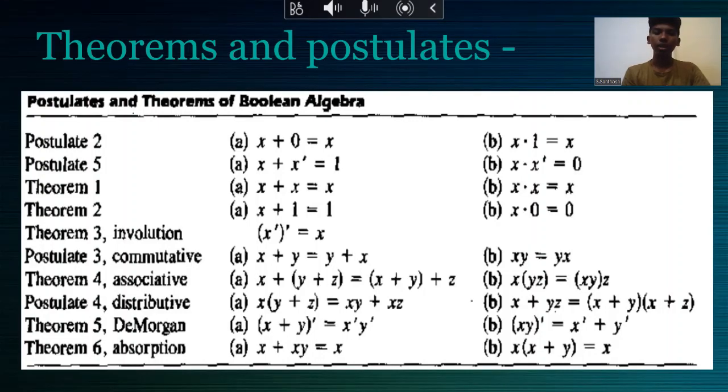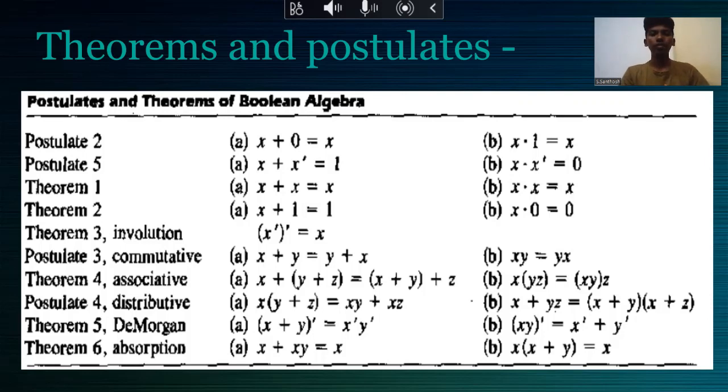It's just like a normal addition or multiplication, where x plus 0, or anything plus 0, is equal to x itself, and anything into 1 is also equal to itself. That is something like 1 into 1 or 2 into 1, which is equal to itself. The next postulate is the fifth postulate, where x plus x dash is equal to 1. Like we saw before, where you had something like a plus a dash, or a inverse, which is equal to 1, and x dot x dash is equal to 0.